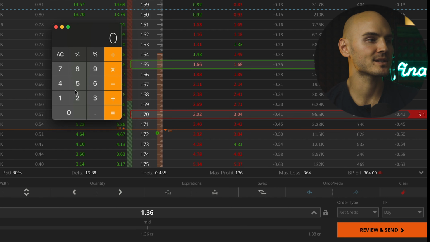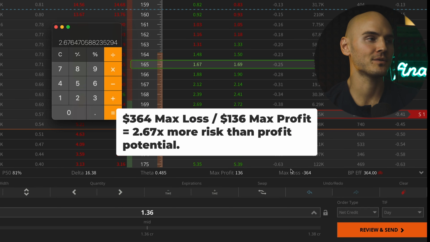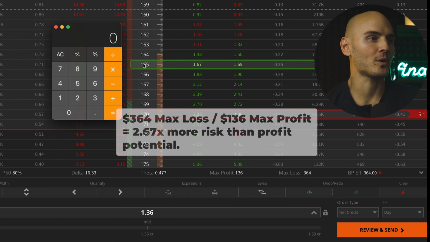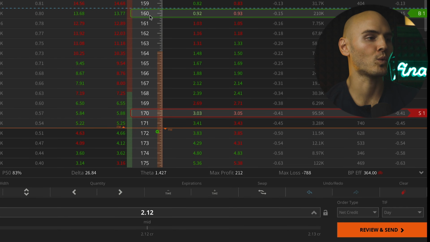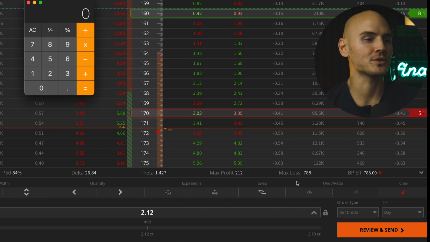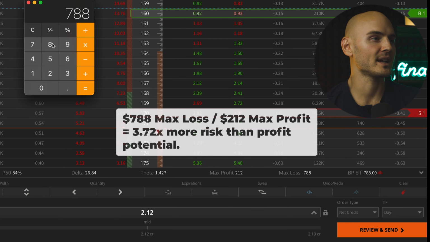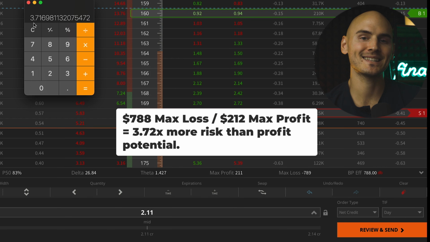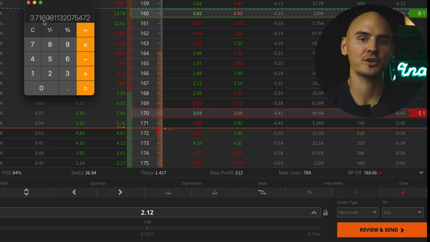For this spread, let's just divide the max loss of 364 by the max profit of 136. 2.67 means that we have 2.67 times more loss potential than profit potential. Let's see what the ratio is if we go to the 170, 160 put spread. Now we can make 212 and lose 788. So if we do 788 divided by 212, this comes out to 3.72. So with this $10 wide put credit spread, we have loss potential that is now 3.7 times the maximum profit potential.